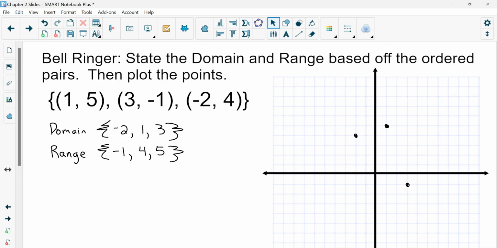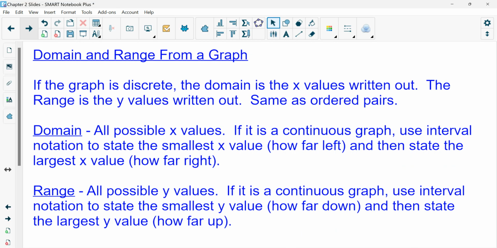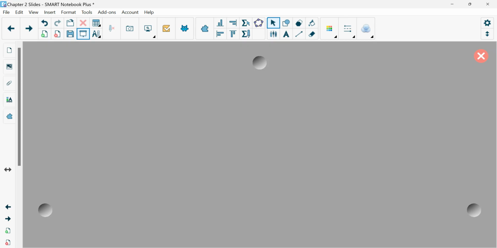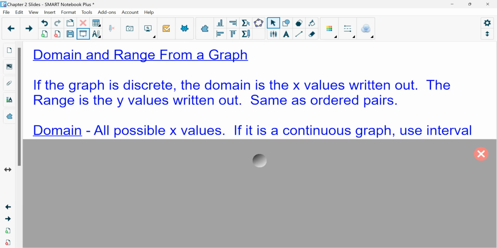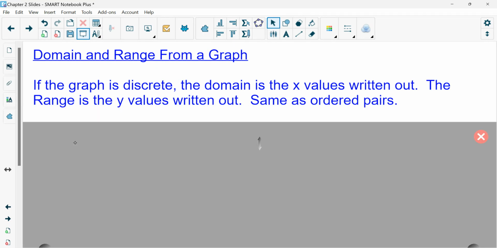All right, then we're gonna work with domain and range a little bit more today. So domain and range from a graph is what we're gonna look at right now. So as we just said, if the graph is discrete, remember discrete just means the points, like we just saw. The domain is the x values right now, the range is the y values right now. Same as when we did ordered pairs.